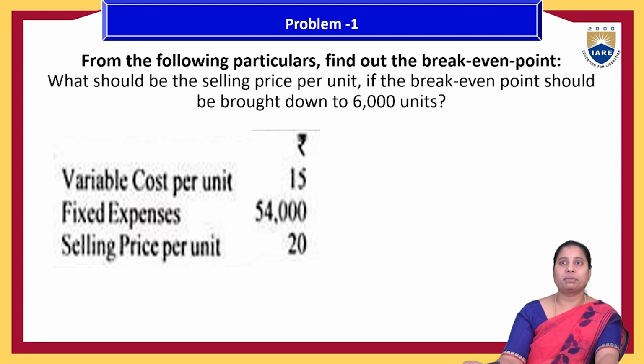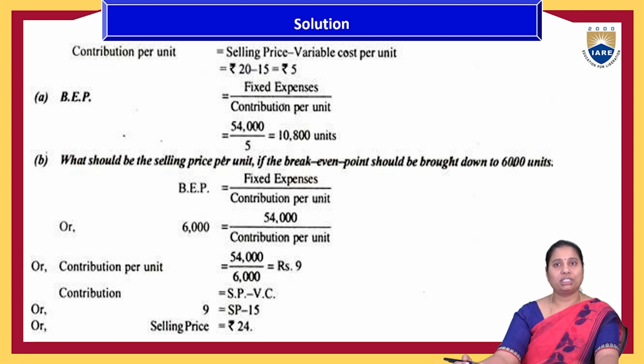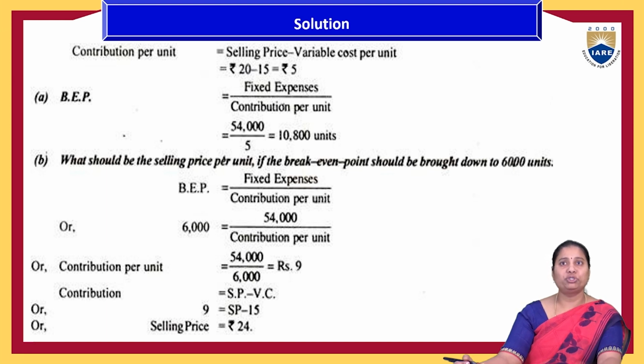What should be the selling price per unit if the break-even point should be brought down to 6,000 units? The additional information provided is that variable cost per unit is 15 rupees, the fixed expenses are 54,000, and the selling price per unit is 20. Now, as per the given information, we calculate the contribution per unit. The formula for contribution per unit is selling price minus variable cost per unit.